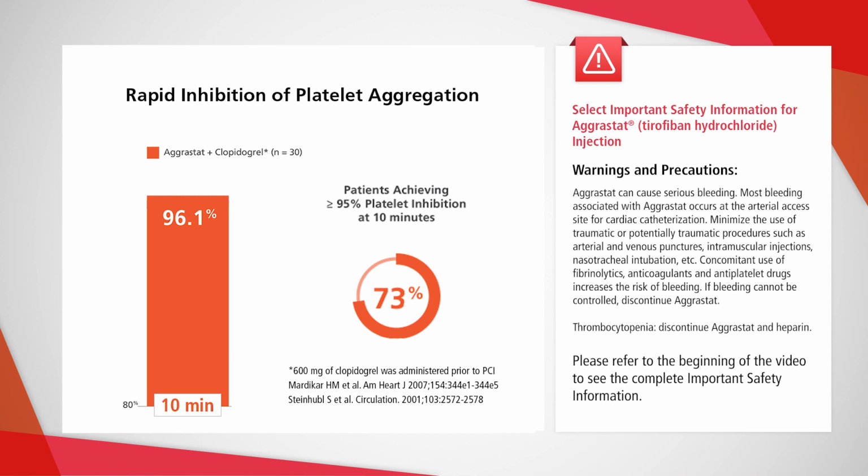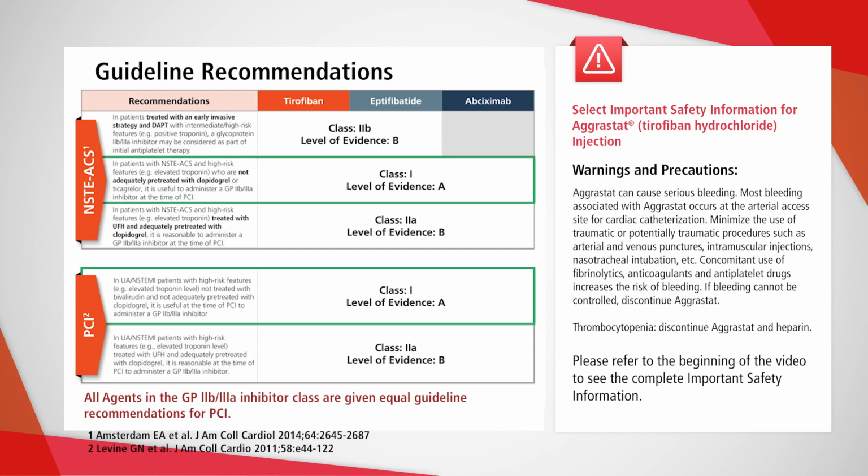Aggrastat provides very potent and rapid platelet inhibition, with 96% of the platelet inhibition occurring within 10 minutes. And Aggrastat has a very consistent response for patients, with 73% of patients reaching greater than 95% inhibition at 10 minutes. I have to mention that ACC, AHA, and SCAI guidelines provide a class 1A recommendation to use a GP2B3A inhibitor for non-ST elevation acute coronary syndrome patients undergoing PCI who are not adequately pretreated with clopidogrel or ticagrelor.